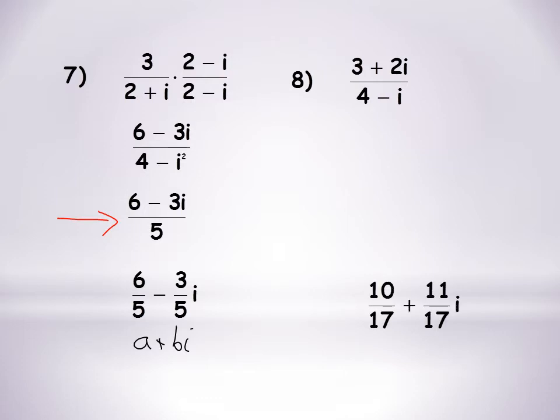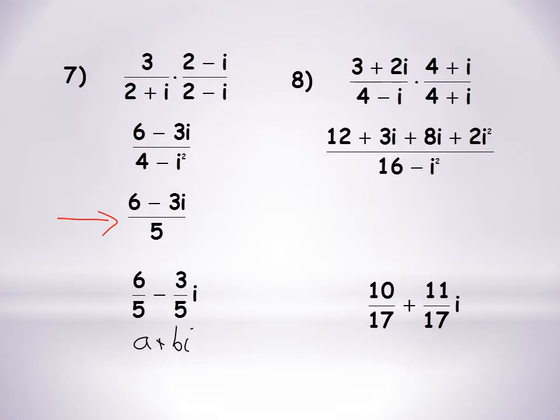Again, on number 8, you're going to multiply by the complex conjugate, 4 plus i over 4 plus i. You multiply it all out. You're going to combine all of your like terms, change your i squared to a negative 1. And you have 10 plus 11i over 17, but you cannot leave your answer like this. It needs to be in the a plus bi form. So you'll write it as 10 over 17 plus 11 over 17 i.